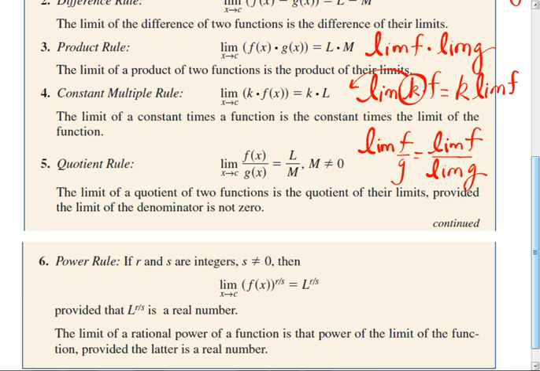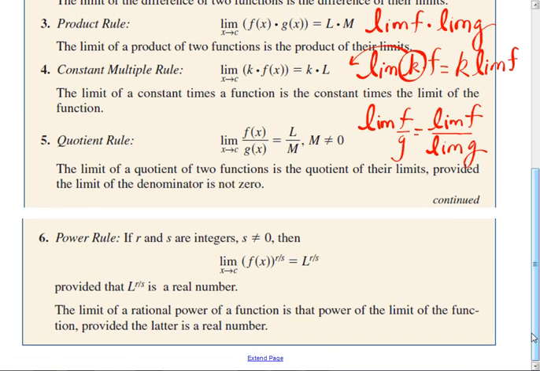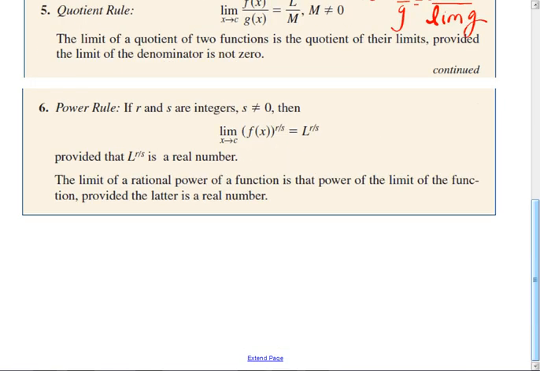And then I didn't like the way they did the power rule in number 6. R over s is basically a fraction. If I have the limit of some function to the nth power, what I can do is find the limit of the function first, find that answer, and then raise that to the nth power. The exponent could be a fraction. That's all. So those are the properties.